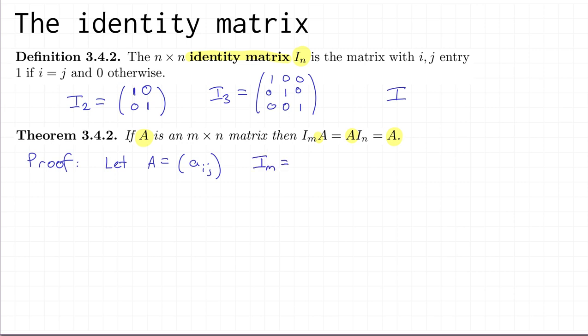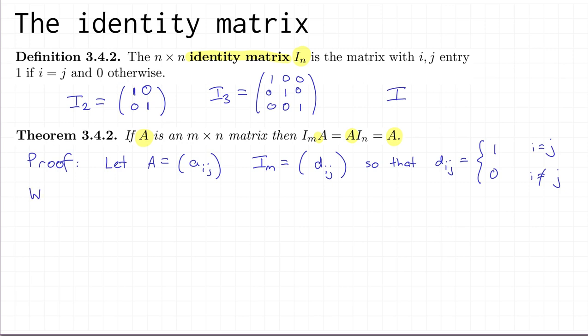So we're going to introduce some notation for the ij entry of the m by m identity. So let's call this dij, and then from the definition of the identity matrix, dij is going to be equal to, well, it will be 1 if i is equal to j, and it will be 0 if i is not equal to j. And then we're going to work out Im times A, and we're going to see that the ij entry of Im times A is the same as the ij entry of A for any i and any j. And since those matrices have the same size, they're both m by n, then they're going to be equal.